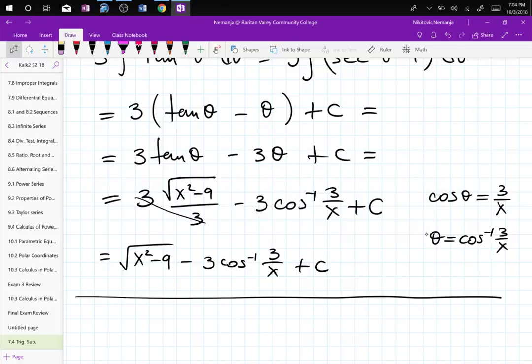Next example. Some people are disqualified to pick the next example. So those who are not disqualified, let's go.